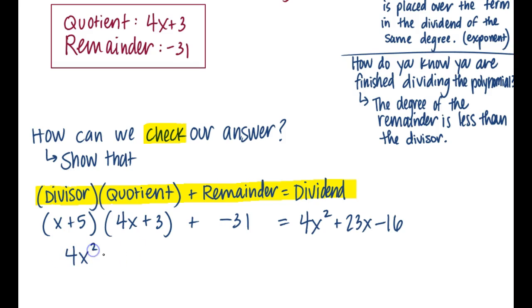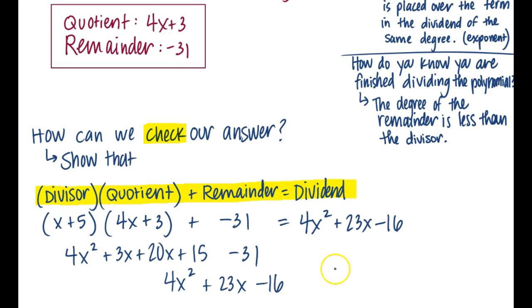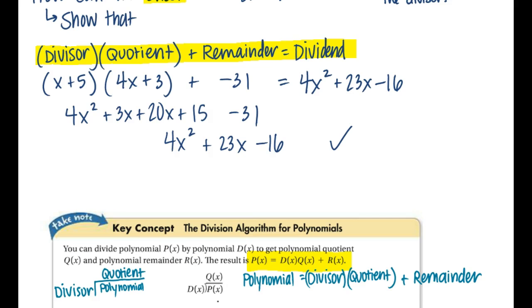4x squared plus 3x plus 20x plus 15 minus 31. When you combine like terms, you get 4x squared plus 23x minus 16, and that is the dividend that we started with. So that is the checking process. This key concept box below generalizes the ideas we have been learning. It's all about the division algorithm for polynomials.